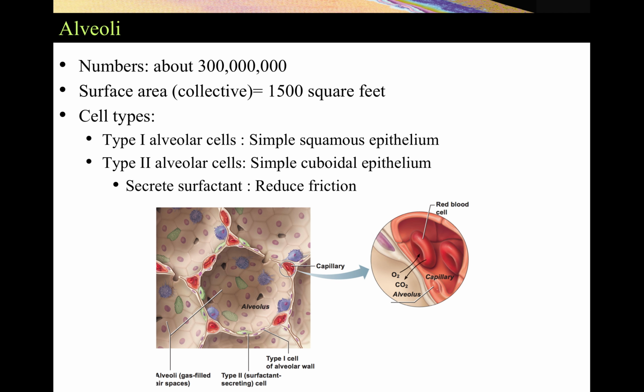Something else that you do need to notice is the number of alveoli that are present inside the lungs. They number about 300 million alveoli per lung, which gives you a really significant amount of surface area. As you can see, the number is about 1,500 square feet. This is a really large number, which ensures that gas exchange effectively takes place. Because the larger the surface area, the more effective your gas exchange will be.